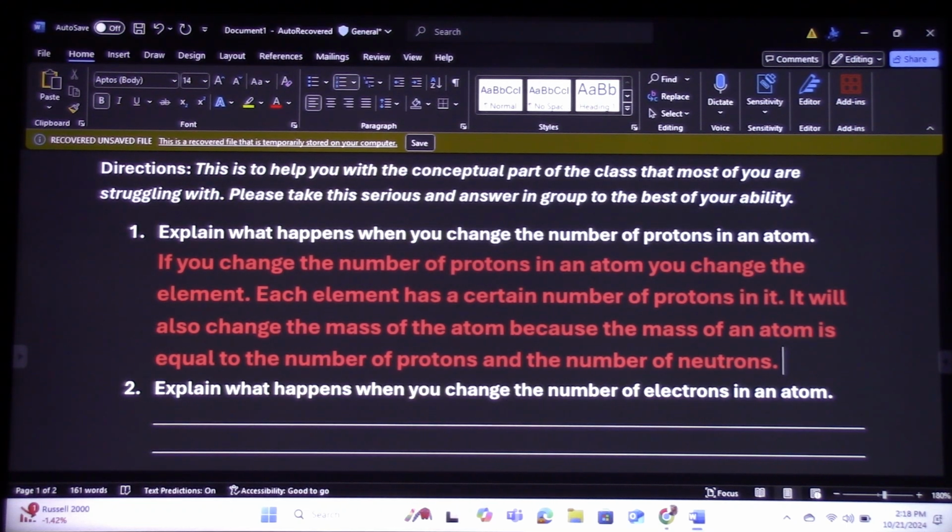If you change the number of protons in an atom, you change the element. Each element has a certain number of protons in it. It will also change the mass of the atom, because the mass of an atom is equal to the number of protons and the number of neutrons. So the two big ones: first, it changes the element. Why? Because each element has a certain number of protons. Second, it changes the mass, because the mass of an atom is equal to the number of protons and the number of neutrons. Alright?